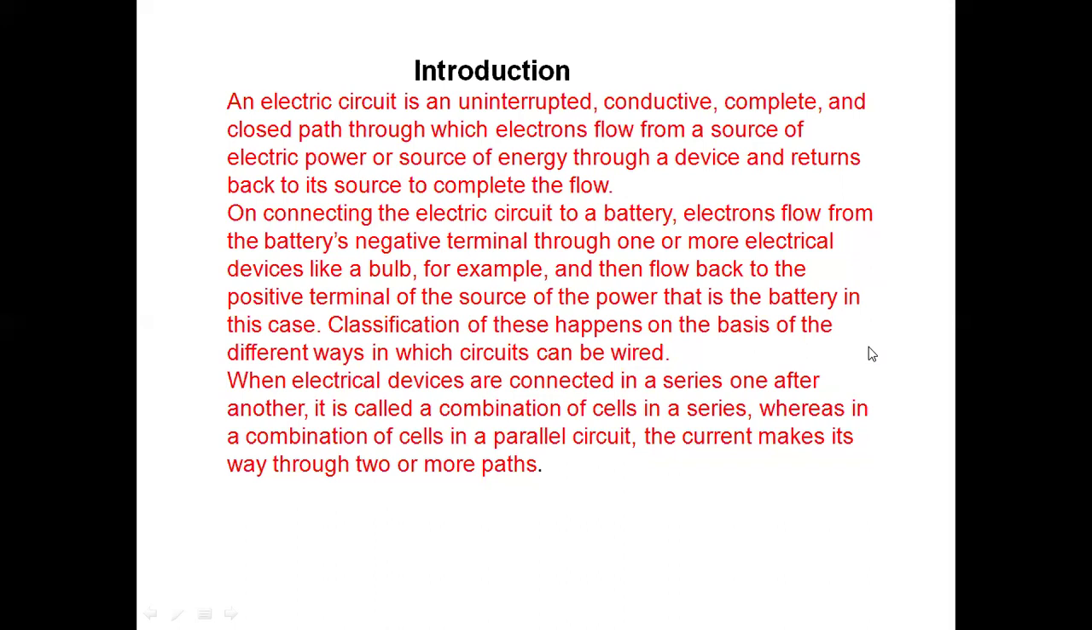On connecting the electric circuit to a battery, electrons flow from the battery's negative terminal through one or more electrical devices, like a bulb or motor, for example, and then flow back to the positive terminal of the source of power, that is the battery in this case. So conventional current is from positive to negative, but the actual current, the electron current, is from the negative terminal to the positive terminal on closing the switch.